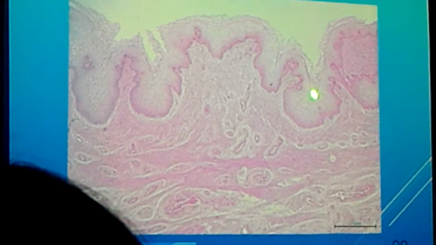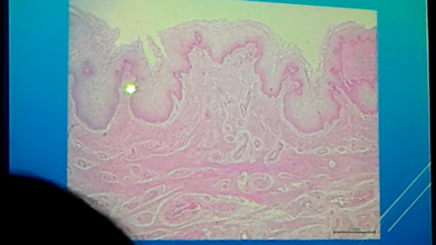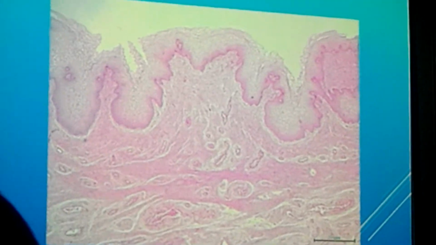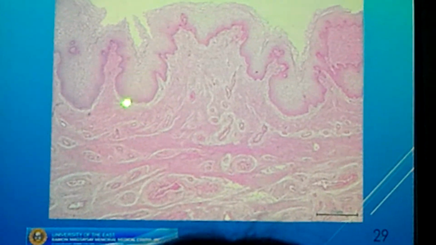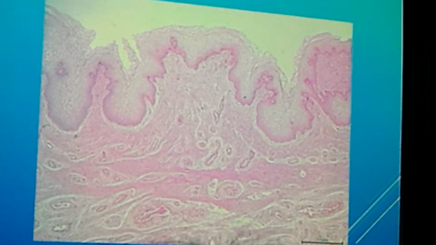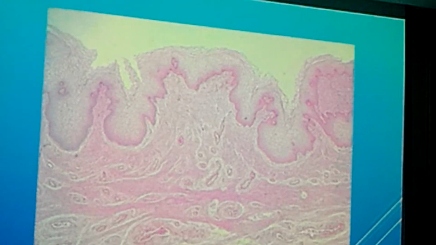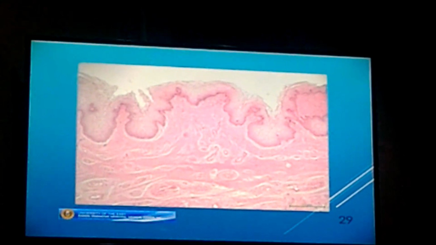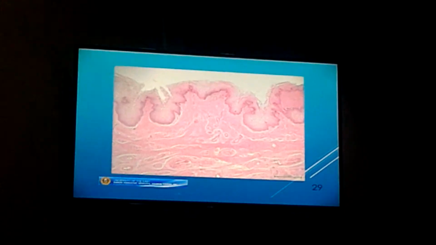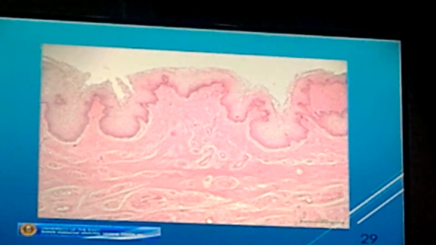Classify, class. Be specific. Another. Stratified squamous epithelium. Stratified, keratinized. Stratified squamous epithelium. Keratinized, not keratinized? That cannot be keratinized. That comes from the vagina.